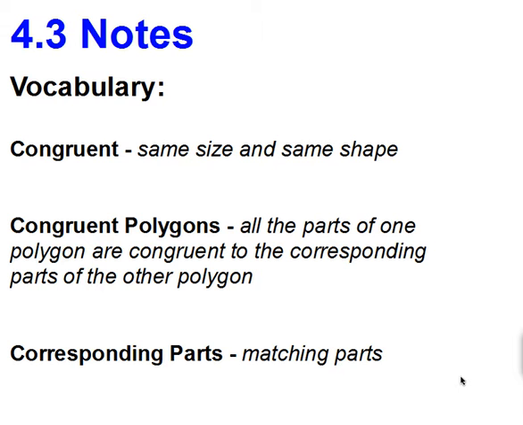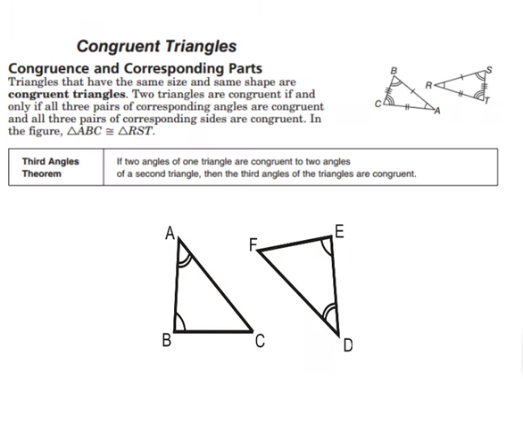Alright, congruent polygons are when all the parts of one polygon are congruent to the corresponding parts of the other polygon. So that means each side has a matching side on the other one. Each angle has a matching angle. Corresponding parts are just matching parts, which will be easier to figure out when we see it with a picture. So when we go to the next slide and we look at congruence and corresponding parts.